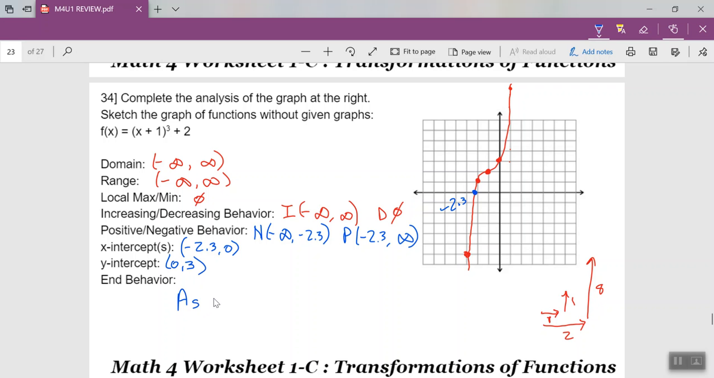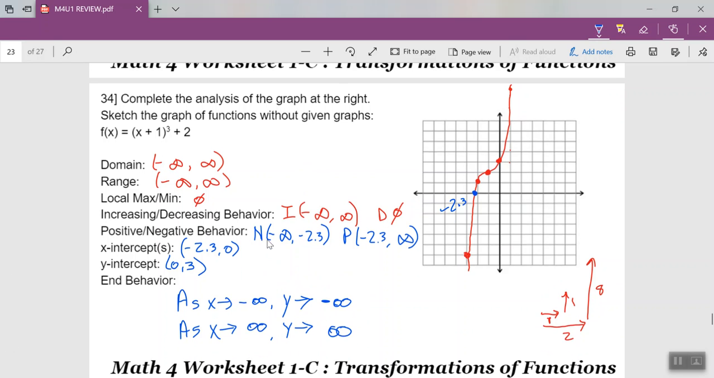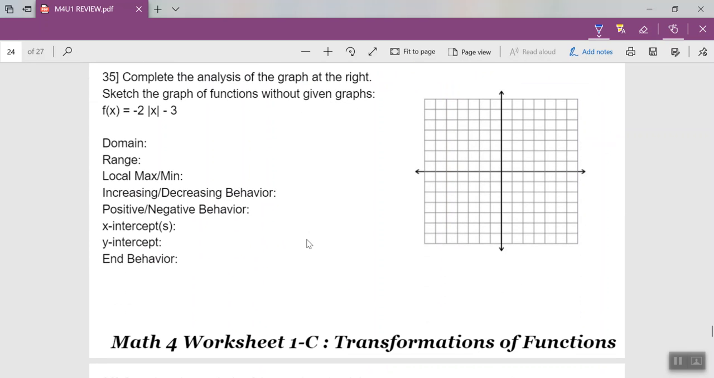My end behaviors, and again, sometimes you can just do this. Because at this point, most of them will be like this, especially if the arrows go off the chart. As x is getting smaller, y is getting smaller. As x is getting bigger, y is getting bigger. Okay, 2 more to go.